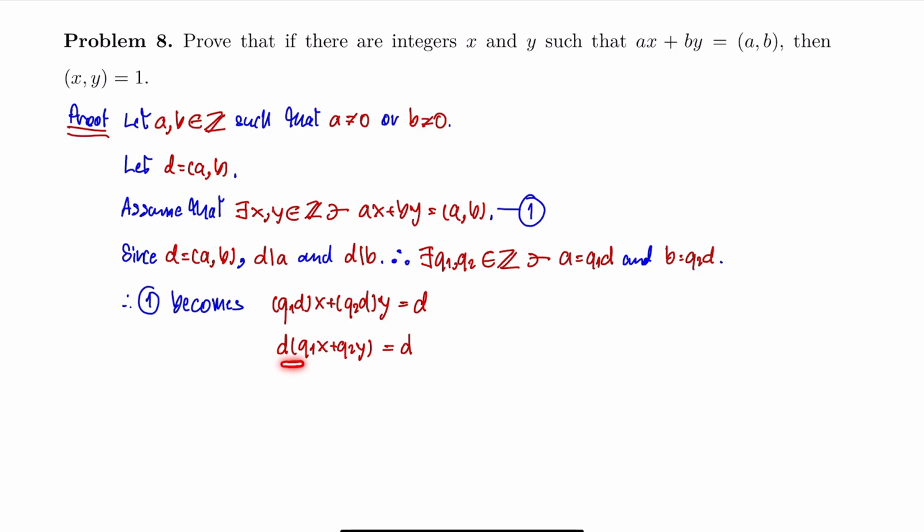Now both sides have d, right? But the left side has d times this term, and the right side is just d. Okay, so d is just d times 1. So this d equals this d, right? Therefore, this term equals 1. Okay, this term is equal to 1. So we have q1x plus q2y equals 1.